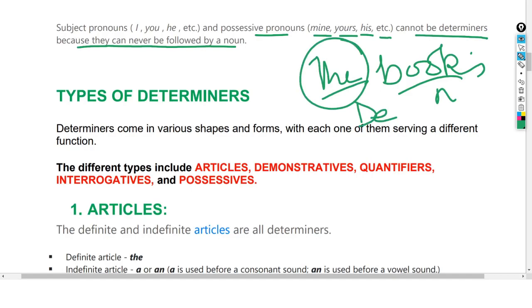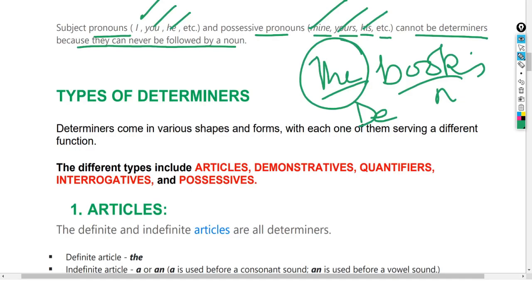But suppose there is a subject pronoun like I, you, he, etc. or a possessive pronoun like mine, yours, his. You cannot say mine book, you cannot say yours book, you cannot say his book. That means subject pronouns I, you, he, etc. and possessive pronouns mine, yours, his, etc. cannot be determiners, because they can never be followed by a noun.